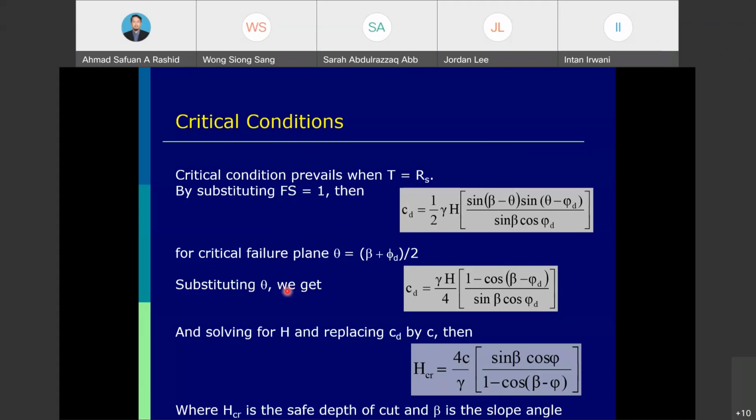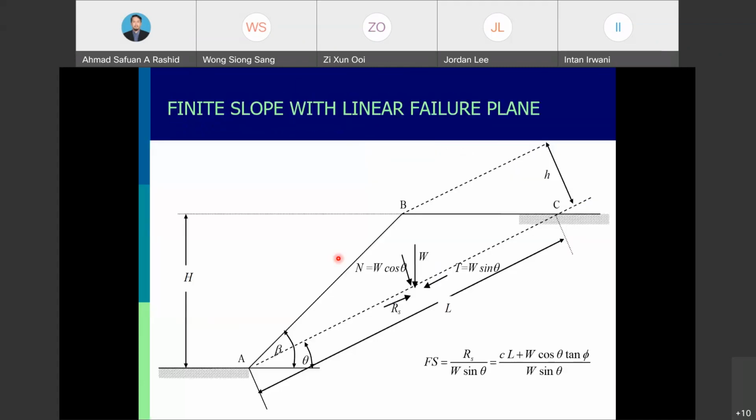Sorry, doctor. Can I ask a question? The phi is the internal friction angle of the soil, right? Yes. The phi is the internal friction. The theta is the degree of the failure plane, while the beta is the degree of the slope.